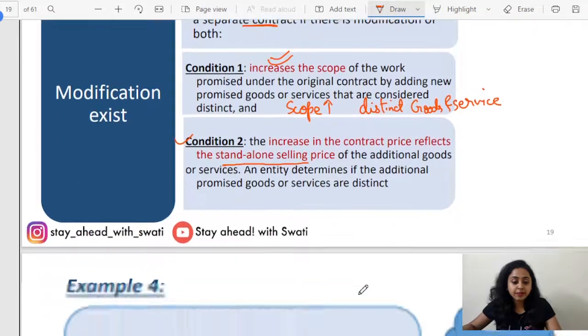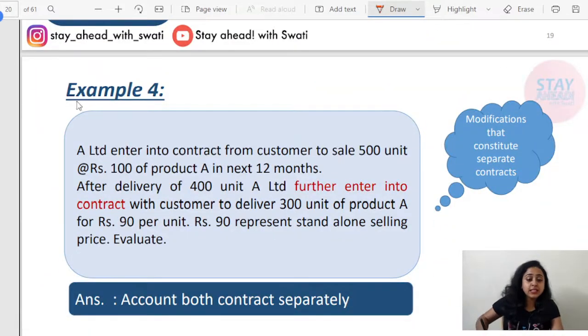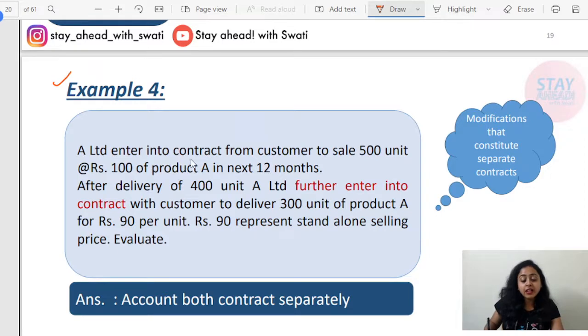Okay. Next, example number 4. Let's see what it is. A Limited entered into a contract with a customer to sell 500 units of a product A at the rate of rupees 100 in the next 12 months. After delivery of 400 units, A Limited further enters into a contract with the customer to deliver 300 units of product A for rupees 90.